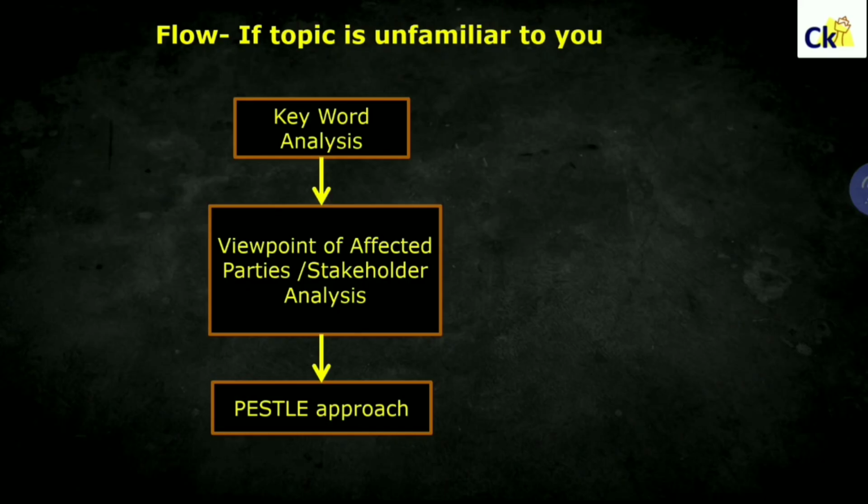So first, let me list out 3 methods. The 3 techniques are: number 1, keyword analysis. Number 2, VAP, or the viewpoint of affected parties, which is nothing but a stakeholder analysis. And the third is the PESTLE approach. So let's take a look at each of these.